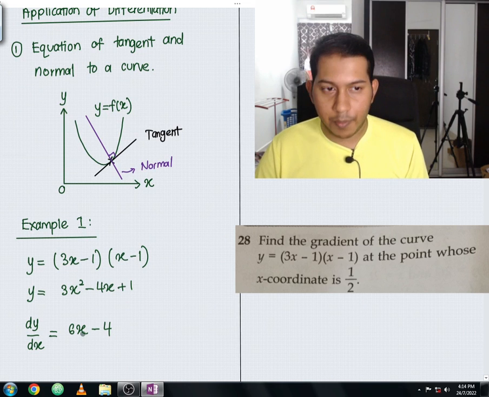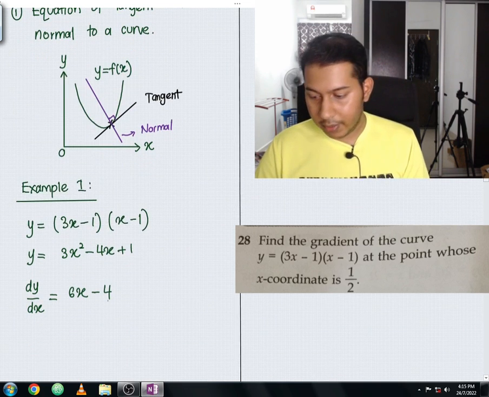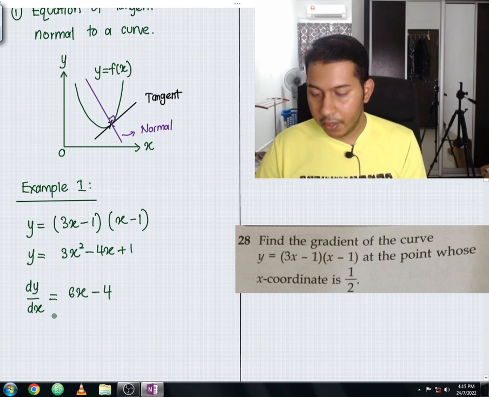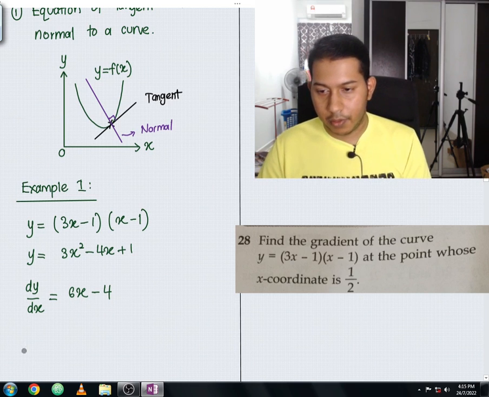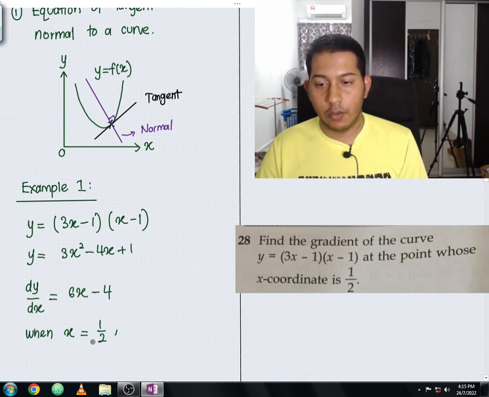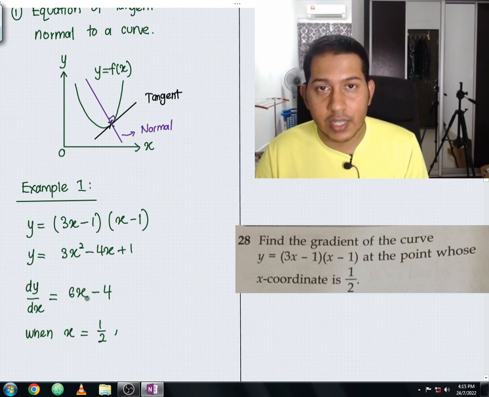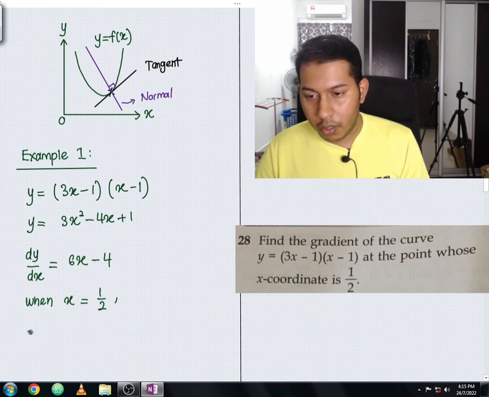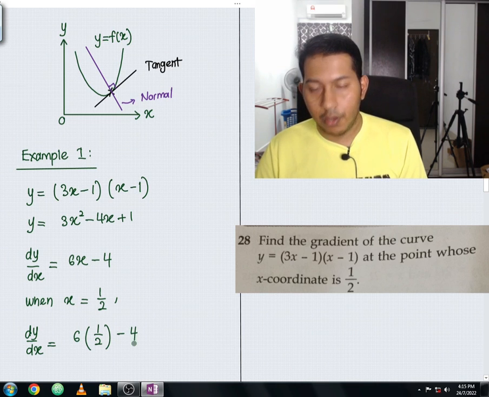So from here, the question is already given to us: our x coordinate is 1 over 2. So what we're going to do is substitute the 1 over 2 over here. When x is equal to 1 over 2, we are going to substitute this into this dy over dx equation. So your dy over dx will be equal to 6 in a bracket, times 1 over 2, minus 4.